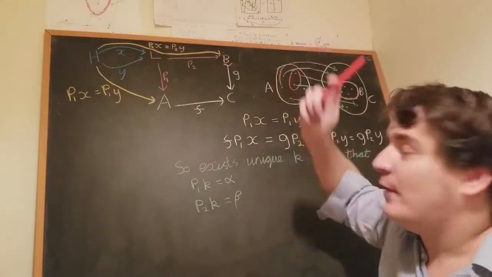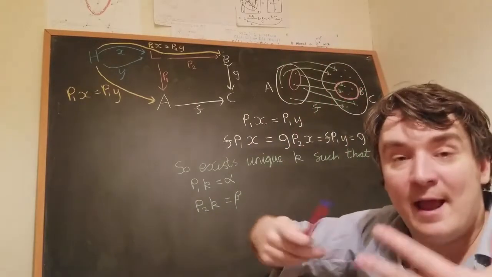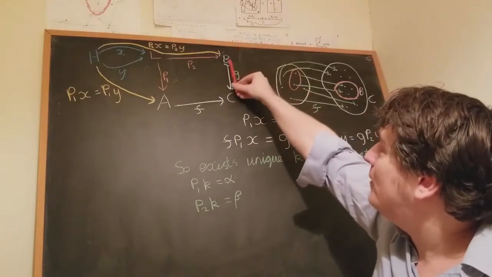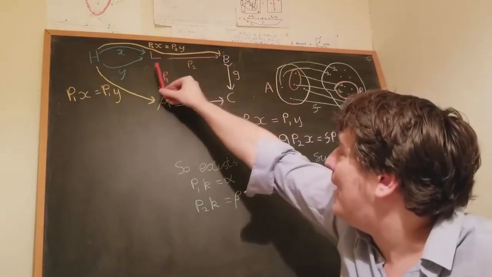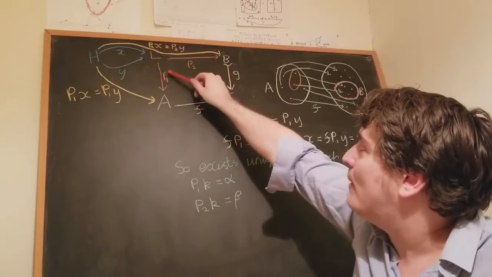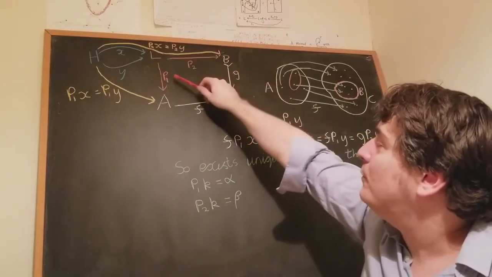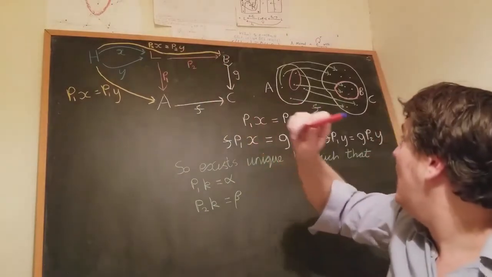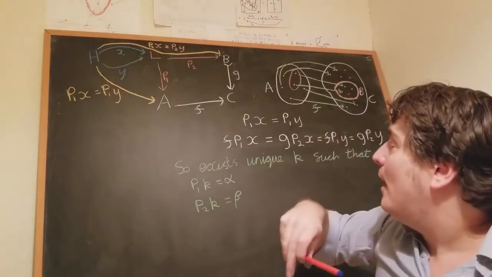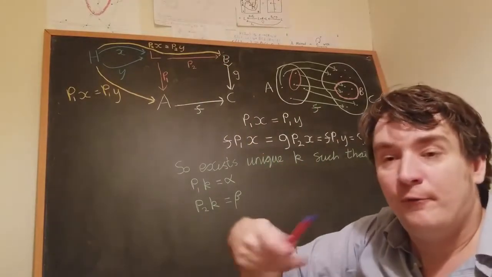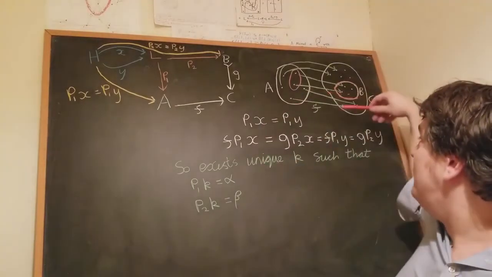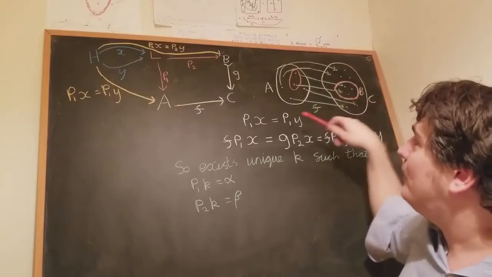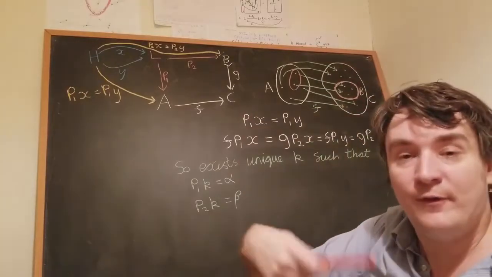It's a very important idea. So I'll say again, the main thing we want to understand here is that the pullback of a monomorphism along an arrow is another monomorphism. We want to prove that P1 is a monomorphism. And just before I get into the proof, I'll just say that this picture is basically how this sort of thing will look in the category of sets.